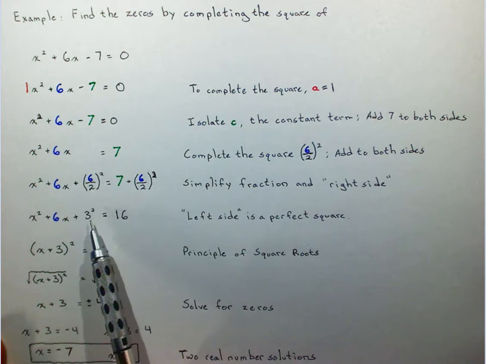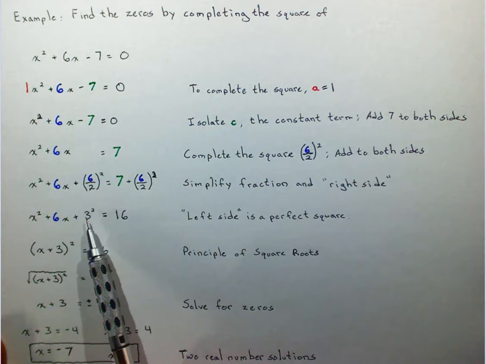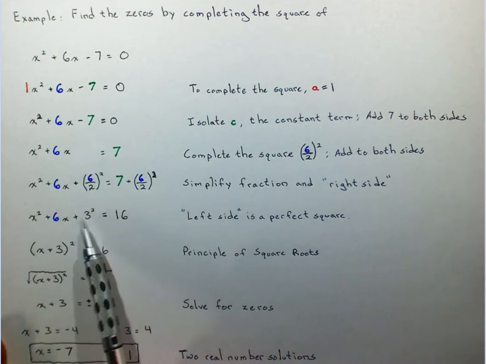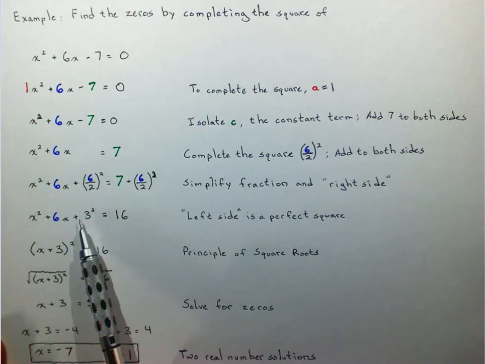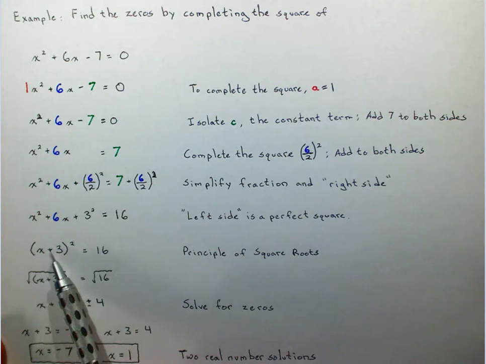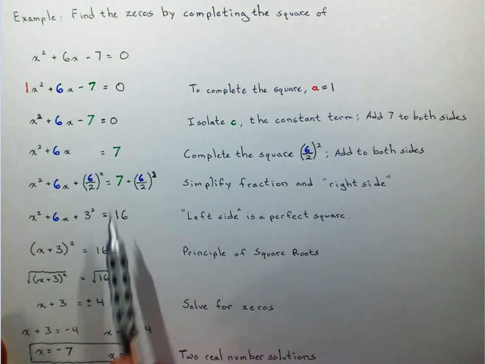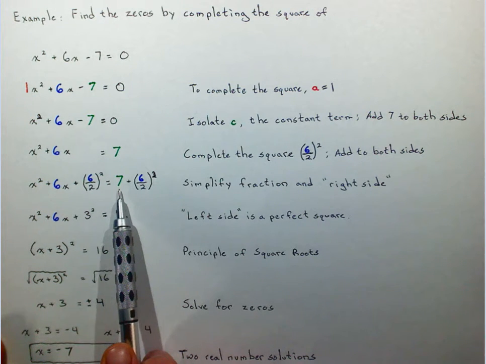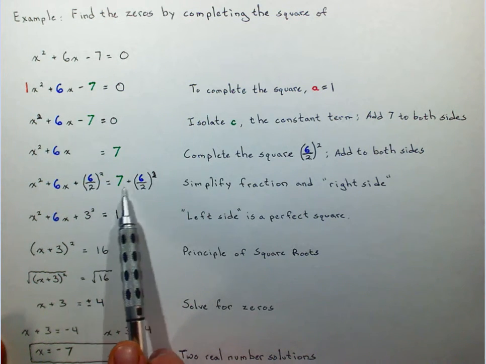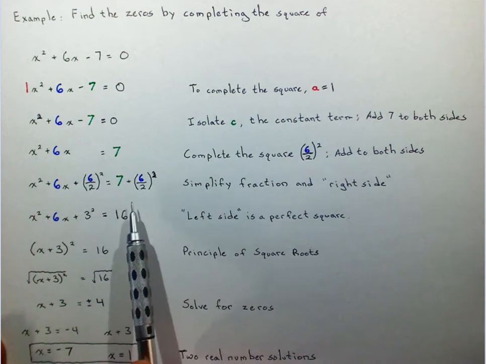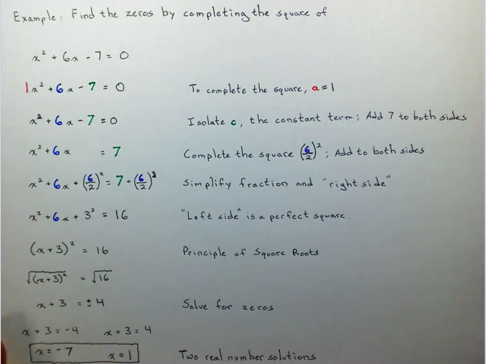Now, notice I don't leave it as 6 divided by 2. I go ahead and simplify that fraction, but I don't worry about the square. I now rewrite the left-hand side as a perfect square: x plus 2, and I square it. Over here on the right hand side of the equation, all I did was simplify. I said 7 plus 3 squared, 7 plus 9, 16.